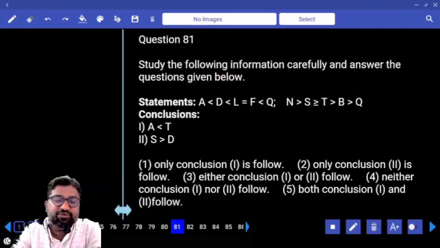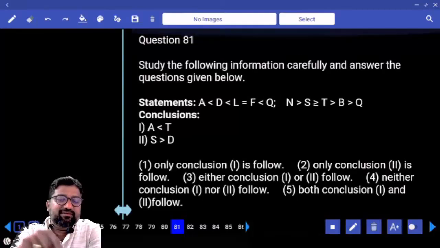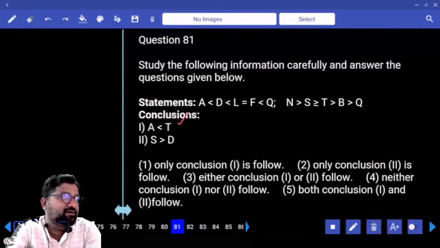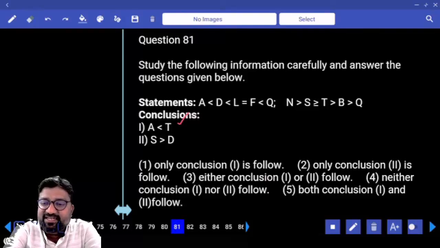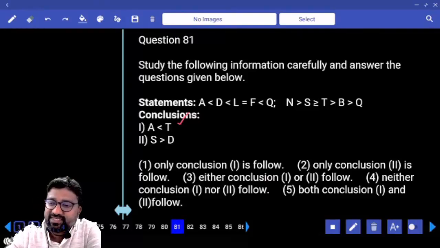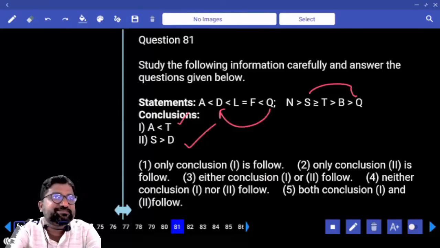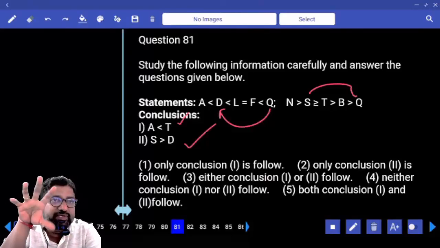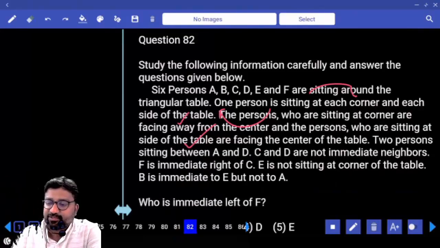So, simple. A to T. Just observation. A to Q, what is the symbol? Less than. Q to T, less than. Right or wrong? Right. S greater than D. From where to where should we go? S to Q, greater than. Reverse, Q to D, greater than. Right or wrong? Right. Only observation. Don't use pen and paper, please. 82 is done. Solve.